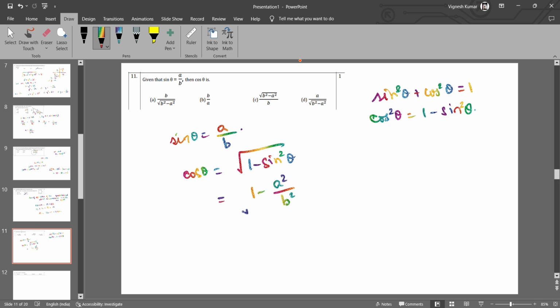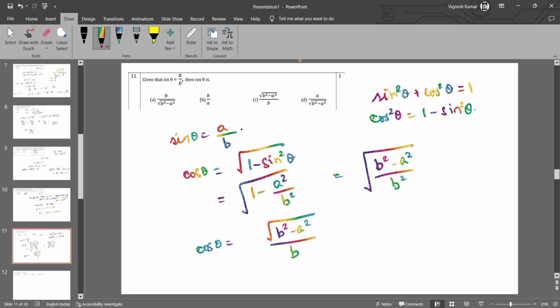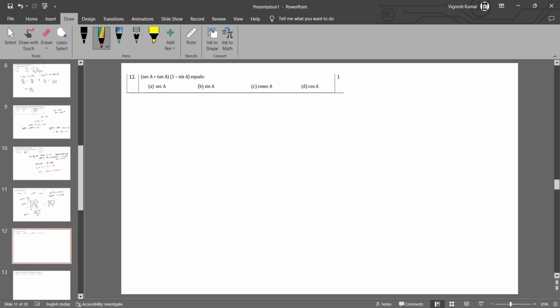So which is 1 minus a square by b square, the whole square root. So b square minus a square by b square, the square root of this. And so we get cos theta is equal to square root of b square minus a square by b, which is option C.